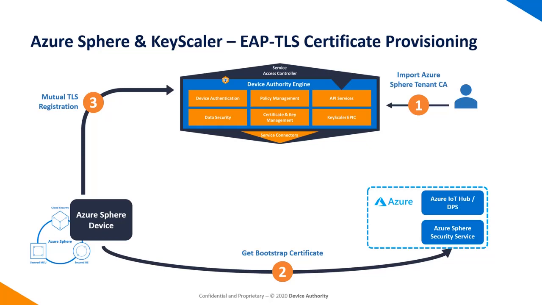KeyScaler is now starting the certificate provisioning process based on the policies configured for the Sphere device. Internally, KeyScaler is generating the certificate and associated CSR, that's the certificate signing request, on behalf of the device and passing that CSR to the configured CA for signing as shown in step 4.